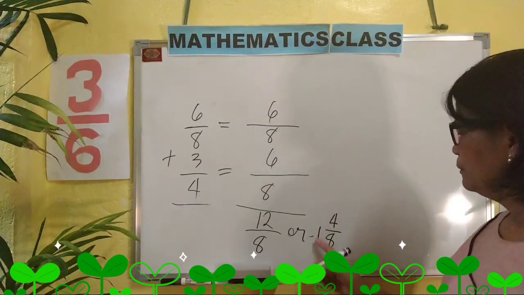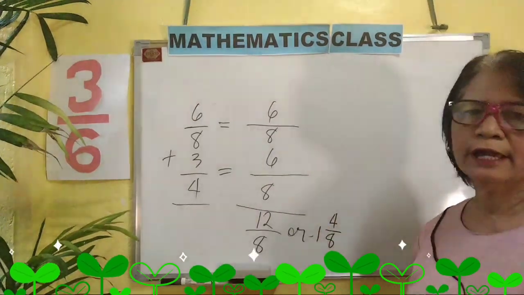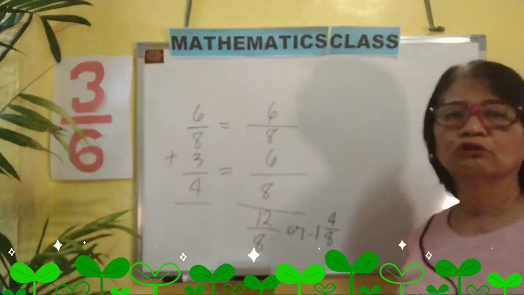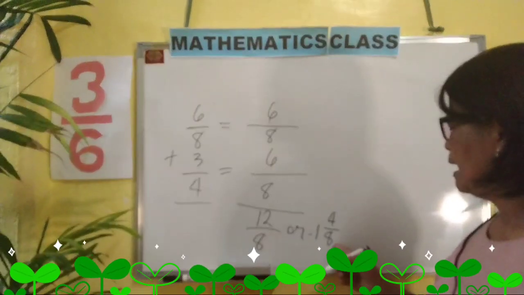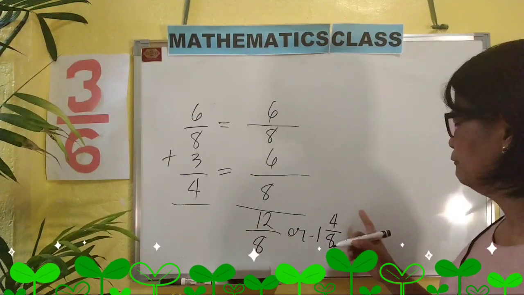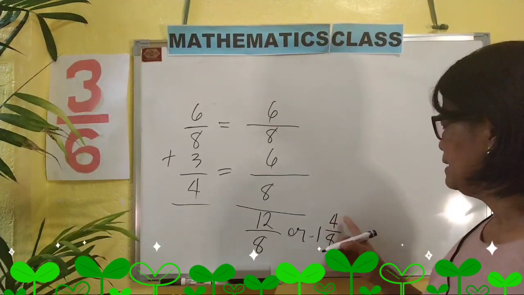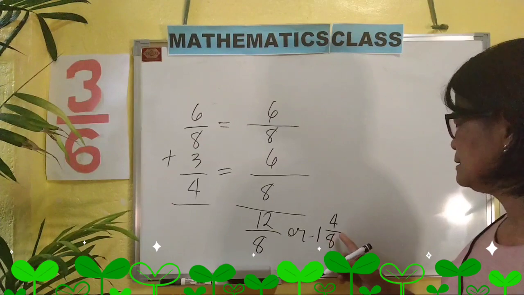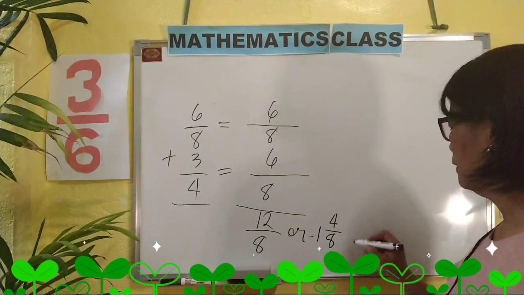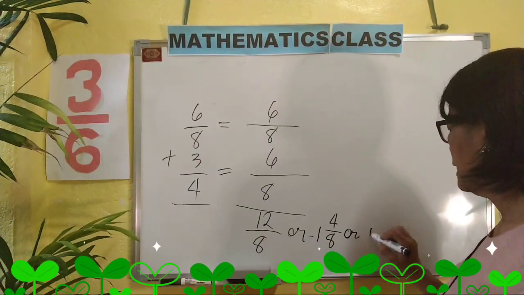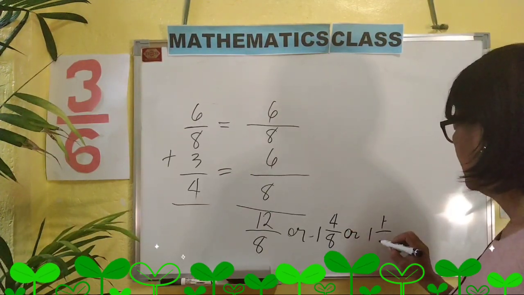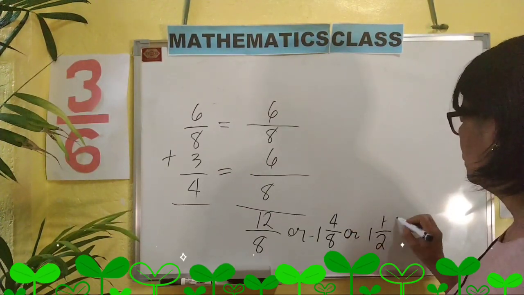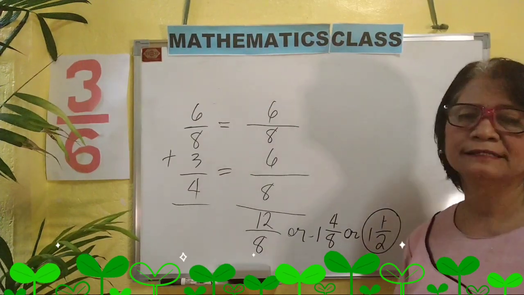Or, in 1 and 4/8, you can also simplify this into lowest term. Why? Because 4 and 8 have a GCF of 4. 4 is divisible by 4 and 8 is divisible by 4. Therefore, your answer is 1/2. 1 and 1/2 is your possible answer.